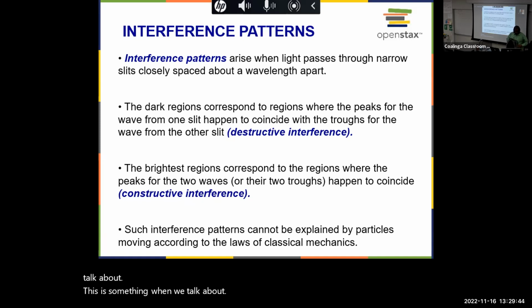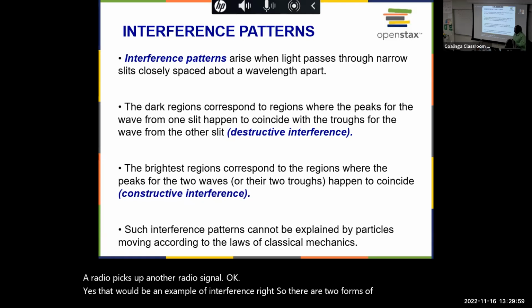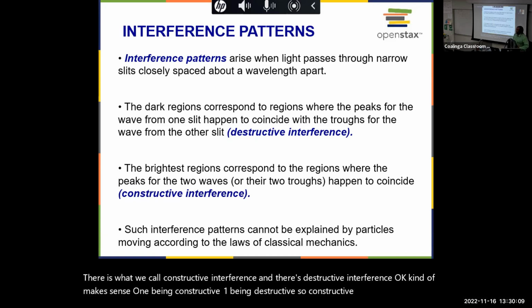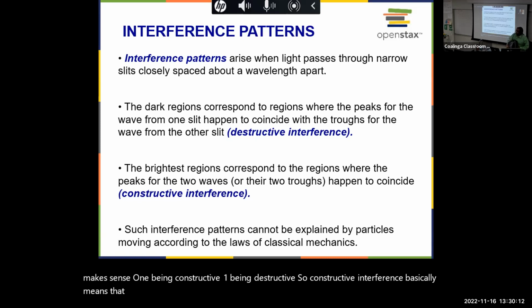So when we talk about interference, you guys know what interference is? That's when like a radio picks up another radio signal or something like that. Okay. Yes, that would be an example of interference, right? So there are two forms of interference. There's constructive interference, and there's destructive interference. One being constructive, one being destructive. So constructive interference basically means that you're adding to, right?